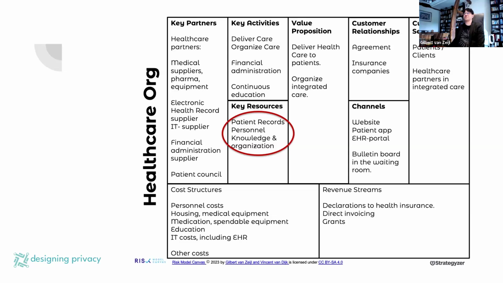A big hospital, of course, we deliver healthcare to patients. We organize healthcare, and our customers are patients, but also the other partners in integrated care. What is our key resource? What is really valuable and what do we need to do this? Those are the electronic health records, the patient records, the personnel, the knowledge, and the organization.